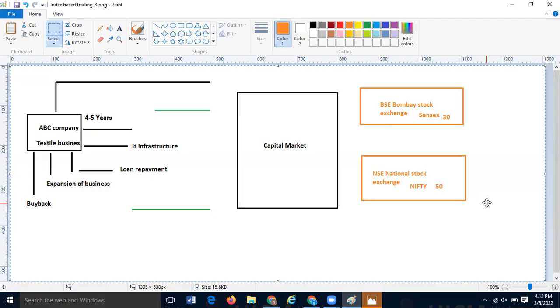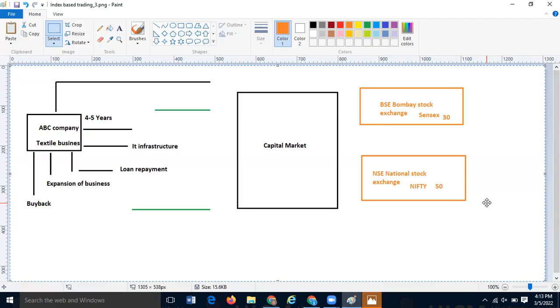Certain companies are listed only on the NSE. If they are listed nationally, then it does not come direct. See, the thing is that there are two major exchanges in India. One is called the BSE, the second is called the NSE. These are the two major exchanges which we have to know.